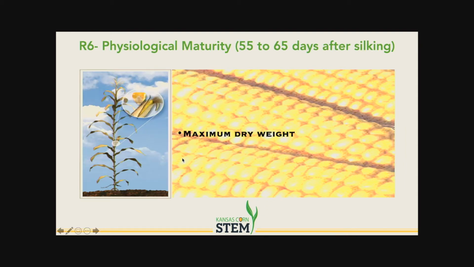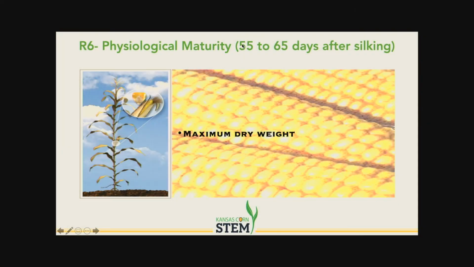And then R6 is when we say that it's at its physical maturity right here. What's actually happening is this is the maximum dry weight. So those corn kernels went from 85% moisture down to maybe about 16% moisture. And you'll notice this, I want you guys to see here too, that it's 55 to 65 days after the silking. So it's about a month and a half to 2 months after they've been fertilized.